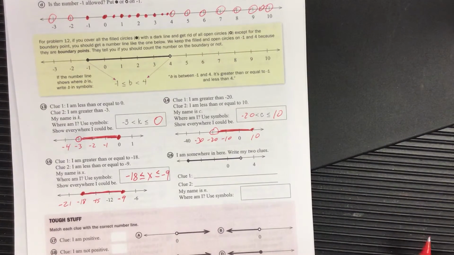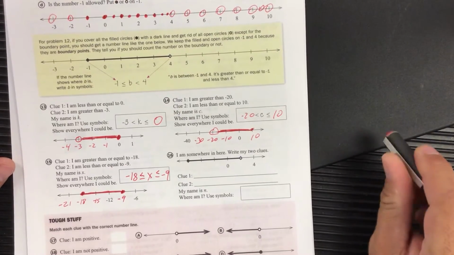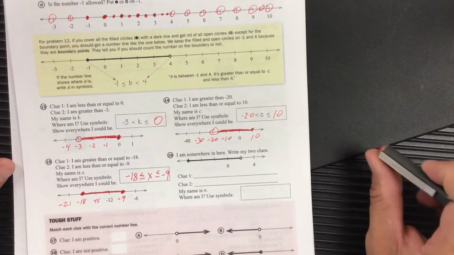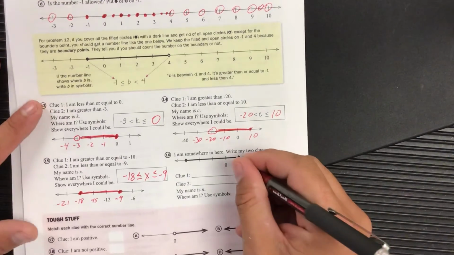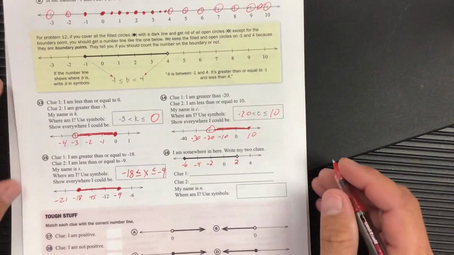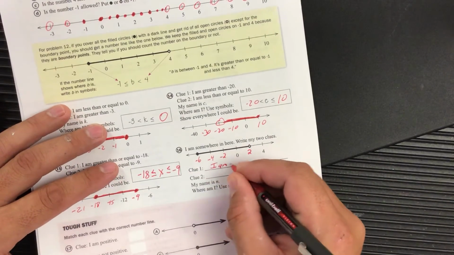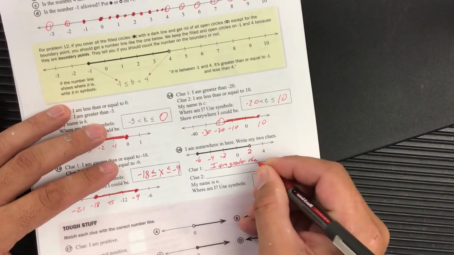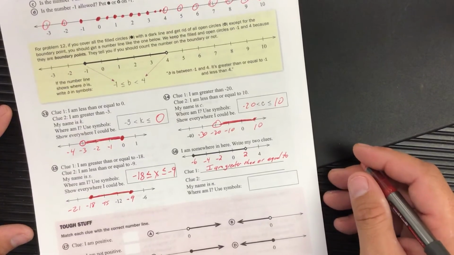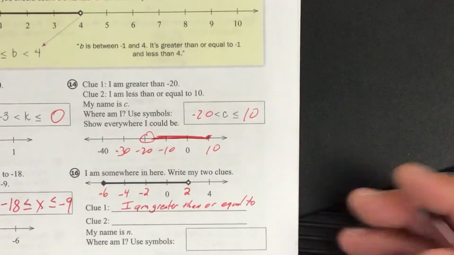All right, 16, we'll do that one together. Let's fill in the number line first. What are they going by? Twos. Clue number 1. I am greater than or equal to what number? You gotta get closer to this. Oh, -6. -6.